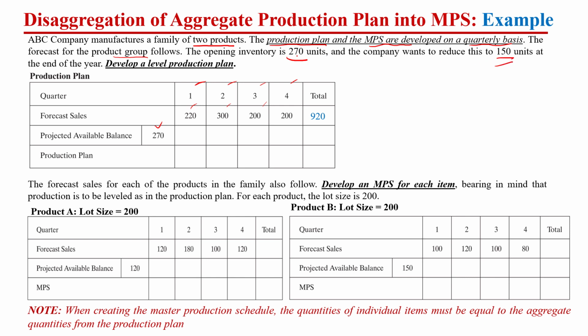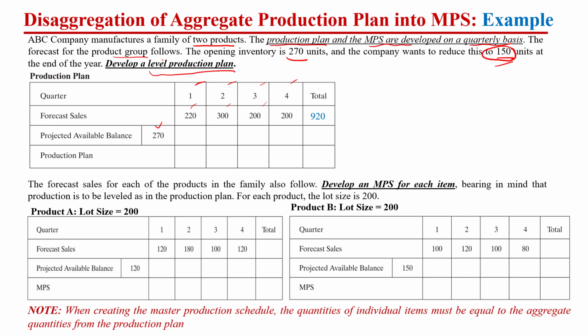So right now they have 250, 40, and 70 units. At the end of the production plan, when quarter 4 ends, we must have 150 units, not more than that. Okay, it is saying that we should develop the level production plan.